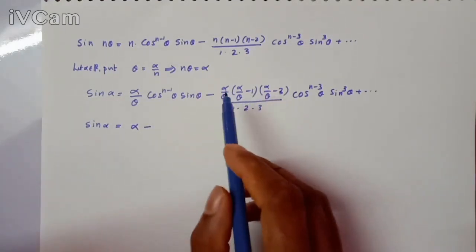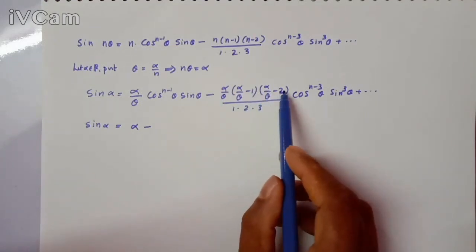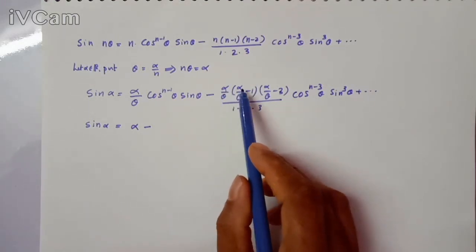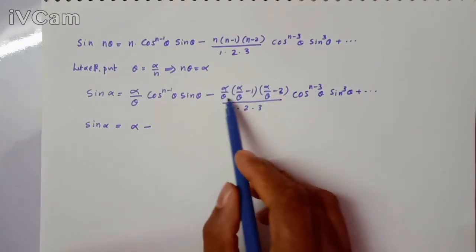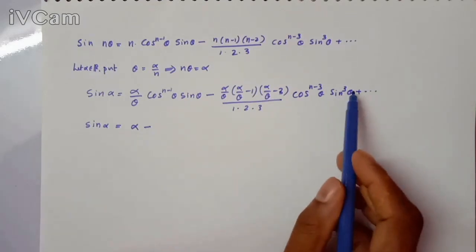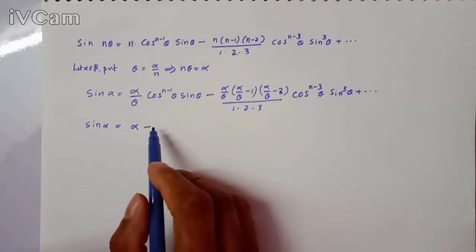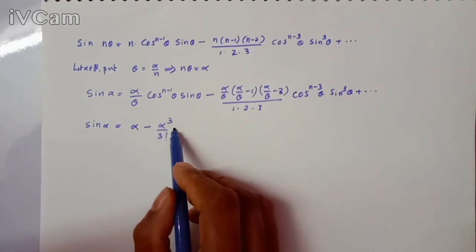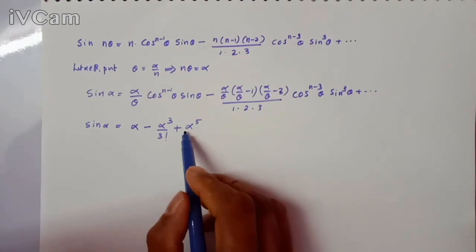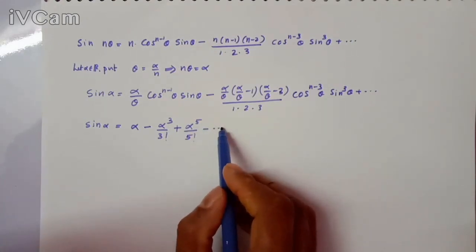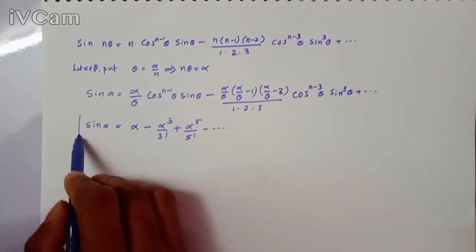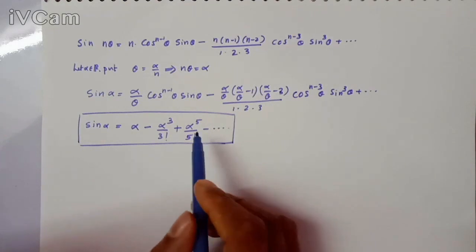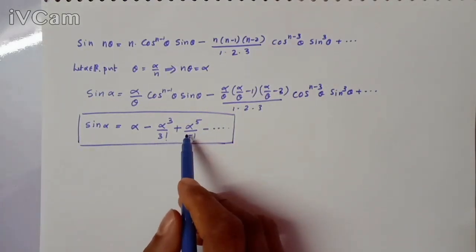From this you can get alpha minus theta, alpha minus 3 theta. As theta tends to 0, this term will be alpha into alpha into alpha. The theta cube can be placed here, then that will go to 1. This also goes to 1. So we have alpha minus alpha cube by factorial 3. The next term will be alpha raised to 5 by factorial 5 minus etc. So this is the expansion of sine alpha in terms of the ascending powers of alpha.